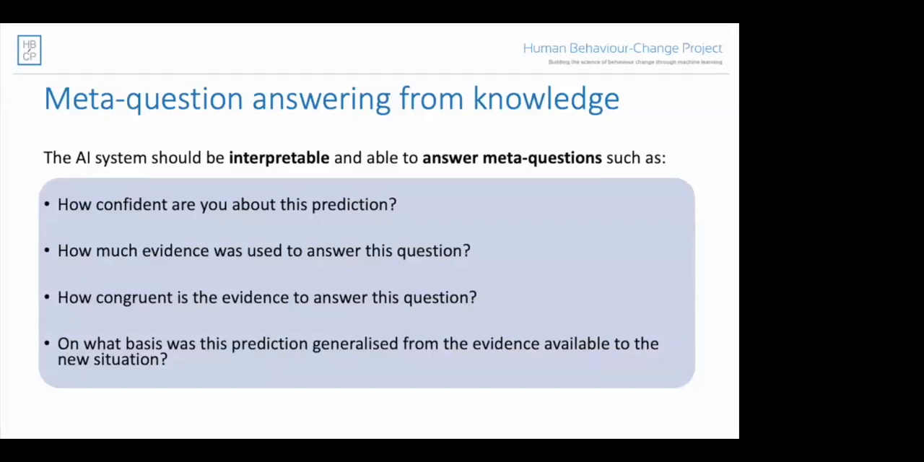So there are some cases where the evidence is really consistent, and other cases where different studies have found really quite different things. And this is obviously a different situation, and we need to know about that. Where are the areas where study findings are showing conflicts or incongruencies? And finally, on what basis predictions were generalized from available evidence to new situations.